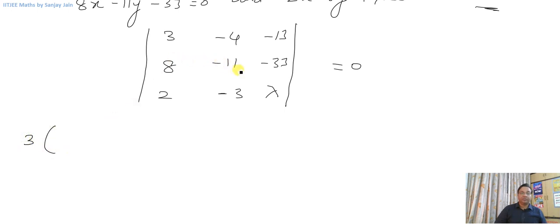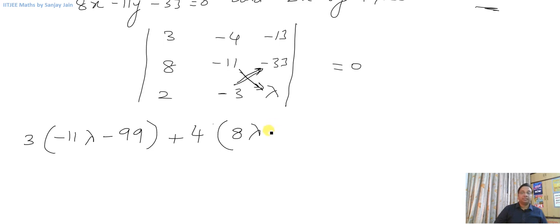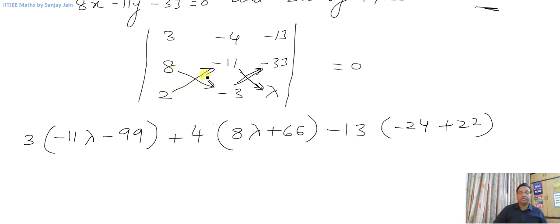3 into minus 11 lambda minus 99, right? This minus this, so minus minus plus 4 times (8 lambda minus 66), minus of minus 66, that is plus 66, minus 13 times (minus 24 plus 22), that is minus 24, minus of minus 22 plus 22, and I'll put it equal to 0.